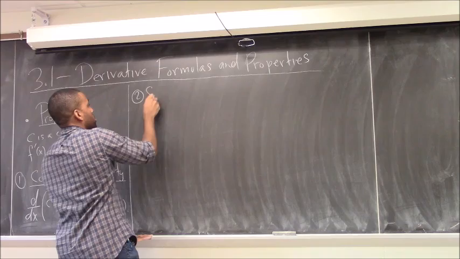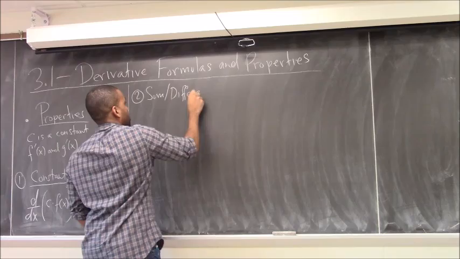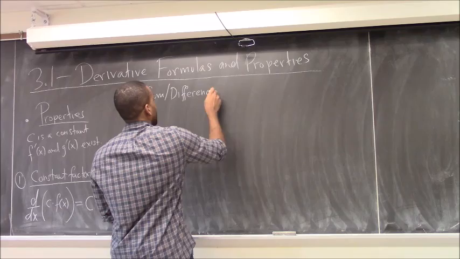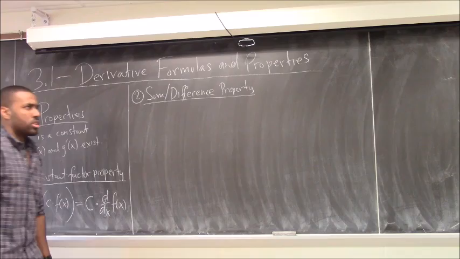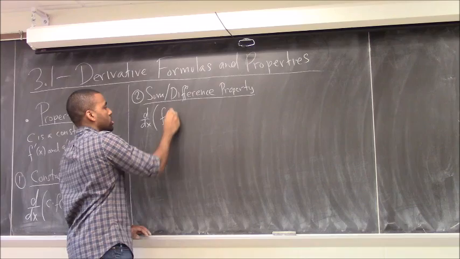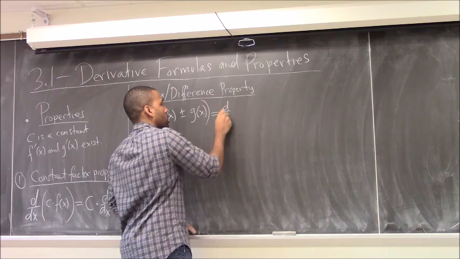There's also the sum and difference property. Or some people call it the sum difference rule. This says if you're taking the derivative of one function plus or minus another function, it's the same as taking the derivative of each individual function and adding them together.